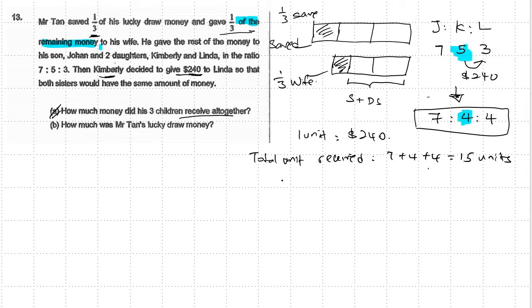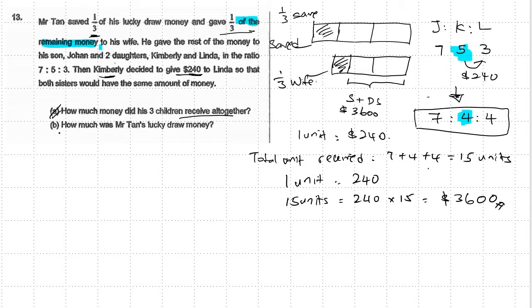And then this 15 units, I already know 1 unit equals $240. So 15 units will be equal to 240 times 15, which will give me $3,600. So over here is actually $3,600.